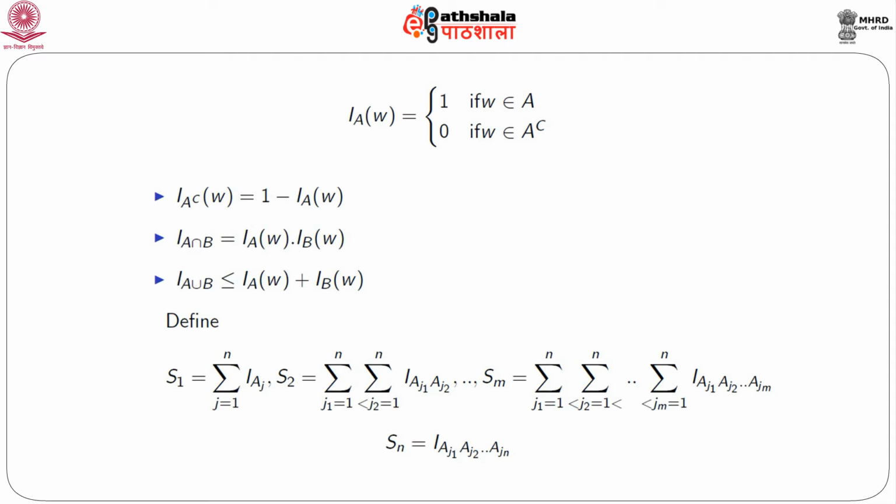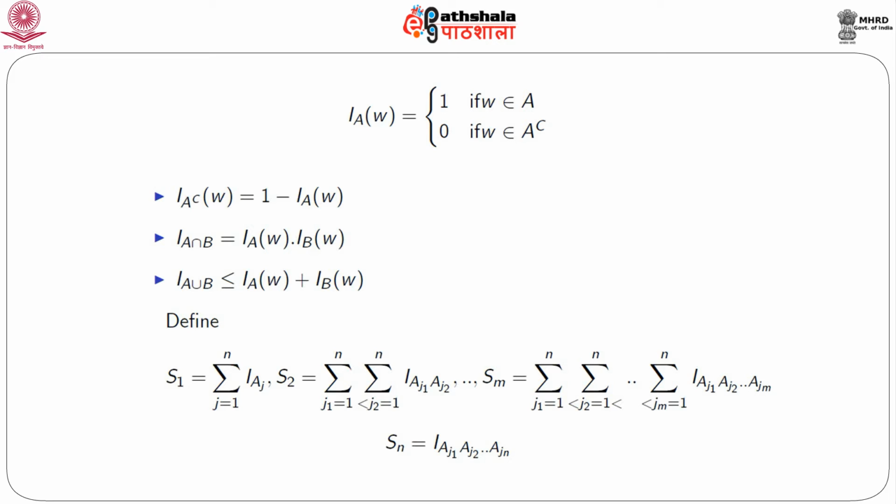This is the last topic that we will be discussing here: the indicator function of sets. We define I_A(ω) as 1 or 0, taking two values depending on the belongingness of ω to A. So, if ω belongs to A, we say it is 1, and if it does not belong to A, we say it is 0, that is, ω belongs to A complement.